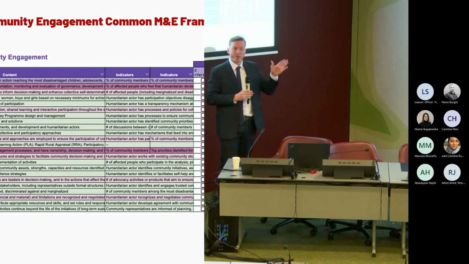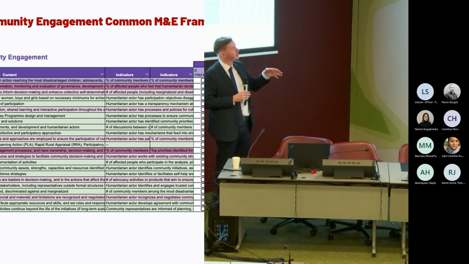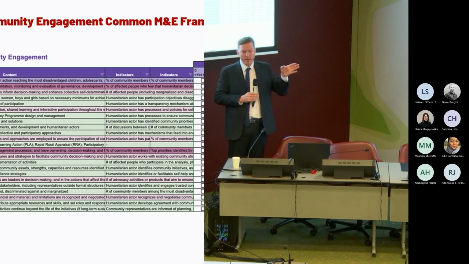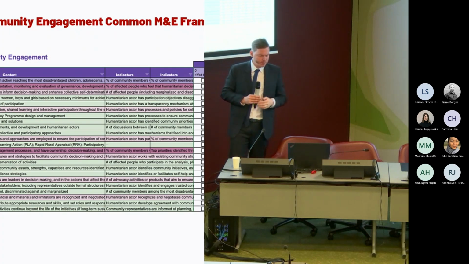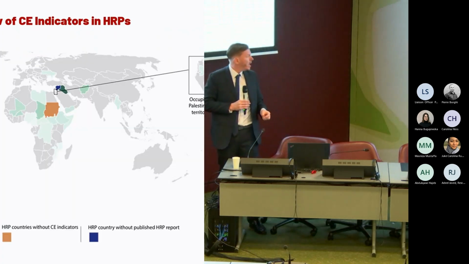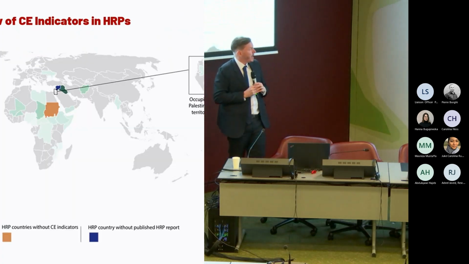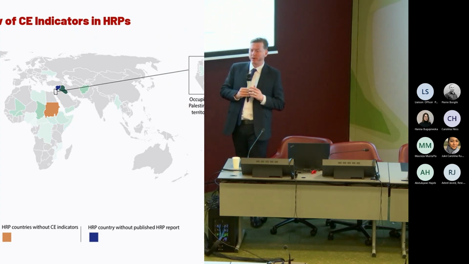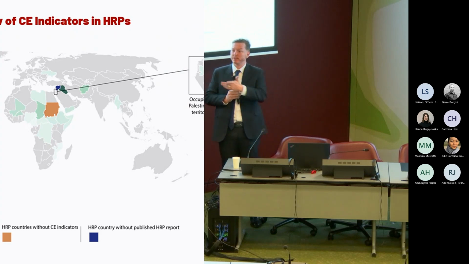So if you go through, it's quite complex, the number of indicators, and we have to look. We went through all the HRPs, and we went one by one looking at each cluster, what indicators were actually being measured and which ones were not. And you can see these are the HRP countries. You can see very few countries have any community engagement indicators.